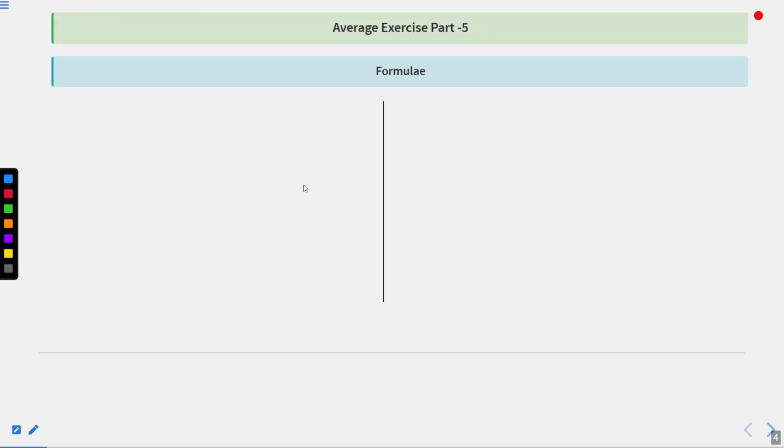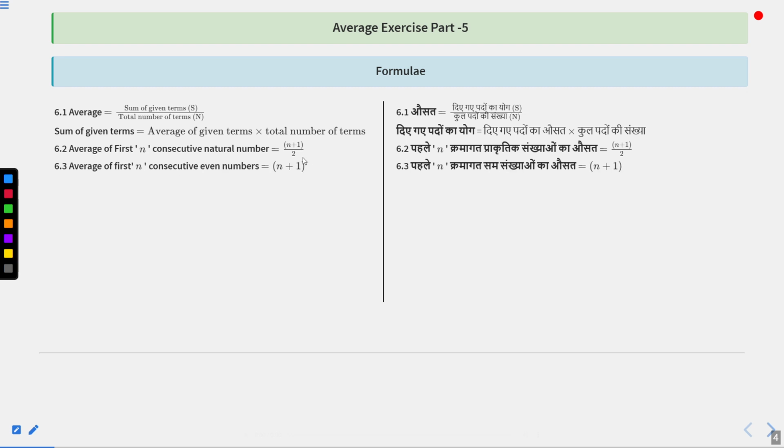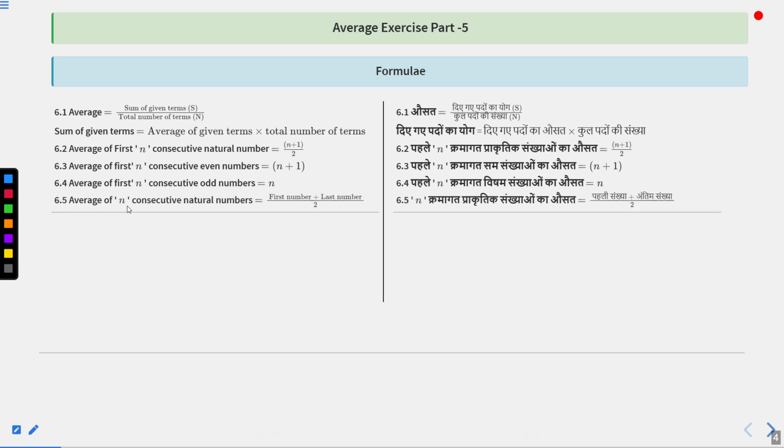Now see some formulas related to average. Average equals the sum of given terms upon the total number of terms. So if you need to calculate the sum of given terms, what we can do is multiply the average of the given terms by the total number of terms. Same way, the average of first n consecutive natural numbers is (n plus 1) by 2. Average of first n consecutive even numbers is n plus 1. Average of first n consecutive odd numbers is n. Same way, the average of n consecutive natural numbers is (first number plus last number) by 2.